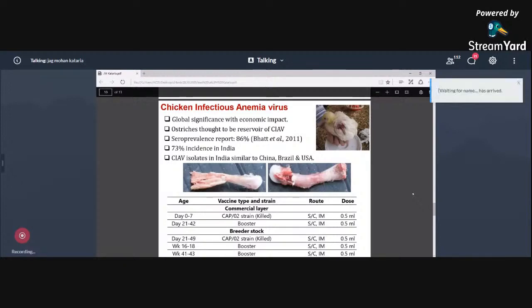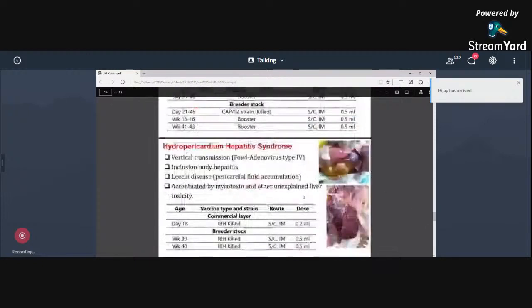So we use an inactivated vaccine, and it gives good protection, and it is also being produced in the country, and there is a need. We should have our own strain. It is widely prevalent in the country. You can see 73% incidence in India, because sometimes the disease may not be very frank, but this may cause problems due to immunosuppression. Next slide, please.